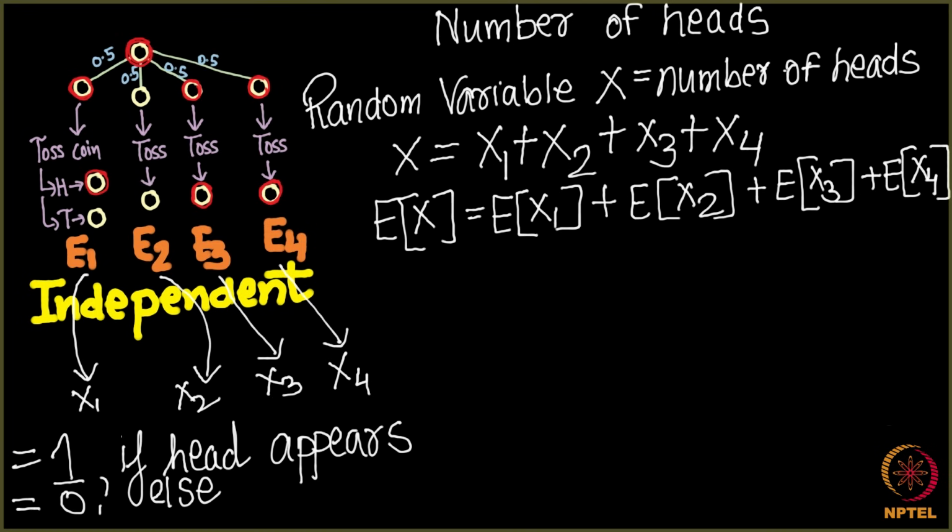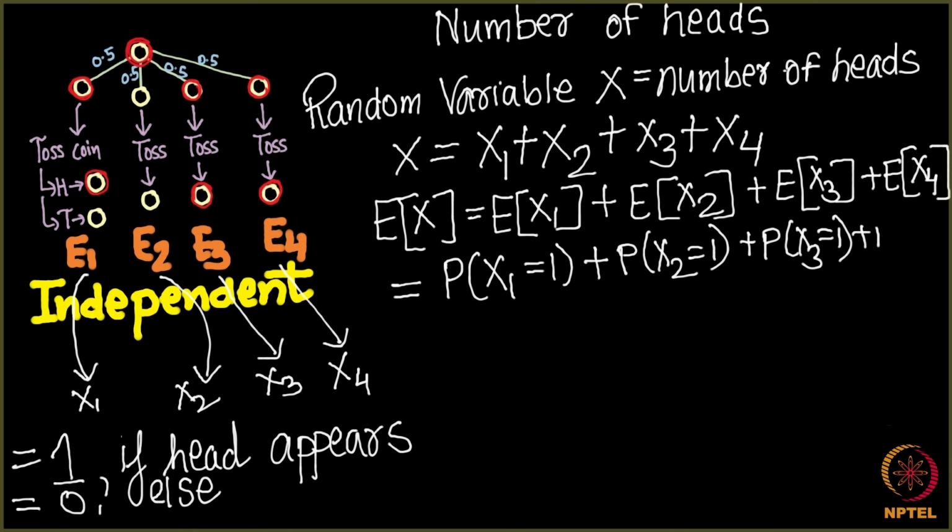So just understand this. If I'm talking about the expected value of an indicator random variable, so here x1, x2, x3, x4 are indicator random variables, either 0 or 1. So if I talk about the expected value of an indicator random variable, it is nothing but the probability that this variable is 1. So I can write it like this. Expected value of x is probability that x1 equals 1 plus probability that x2 equals 1 plus probability that x3 equals 1 and so on.